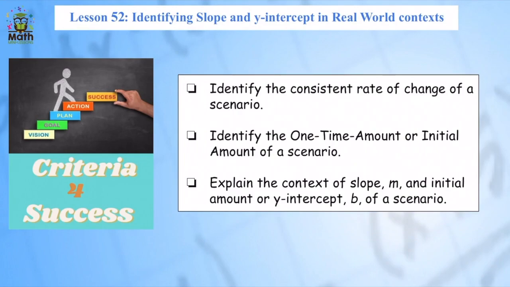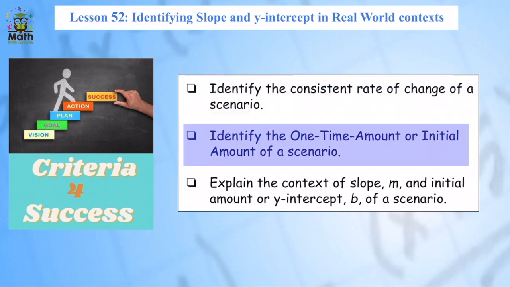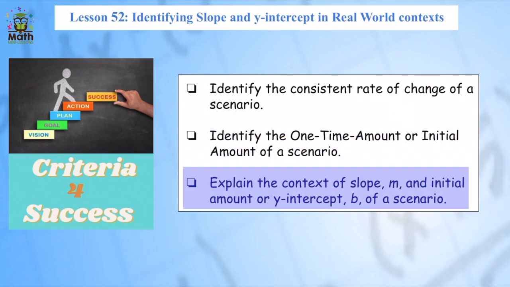Welcome to lesson 52, and in this lesson we're going to practice identifying slope and y-intercept in the real world context. That means, can you identify that consistent rate of change in the story problem? And can you identify that initial amount, that one-time fee, that one-time number that's constant in the scenario? And finally, can you explain the context of a slope and that initial amount, or the y-intercept of the scenario?